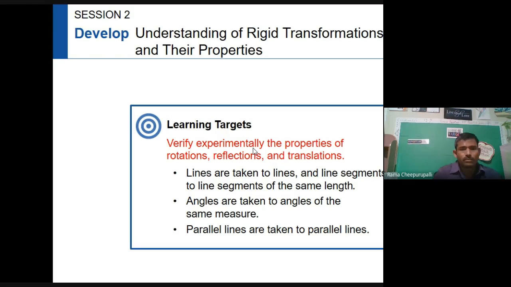Okay, as soon as you're done with that writing, please put them on the chat box. Done. So that way we can move on. Only write it down. Today's lesson is about verify experimentally the properties of rotation, reflection, translation. Awesome. Thank you, Camila. Thank you for putting that one there. Let's give it 10 more seconds so that way everybody's done with this.